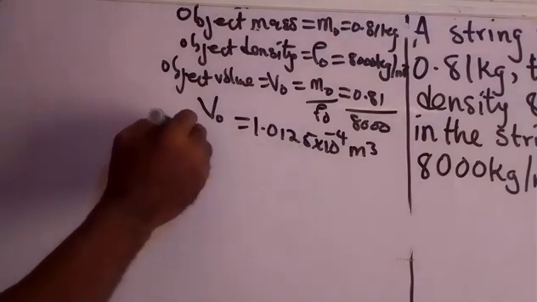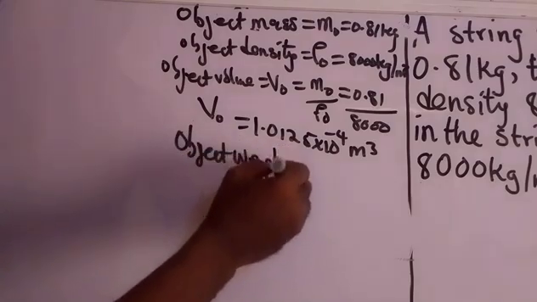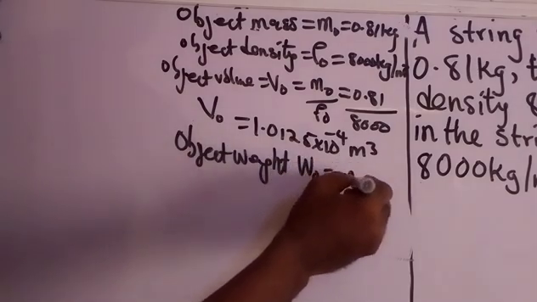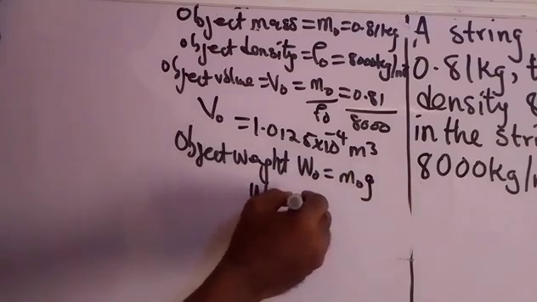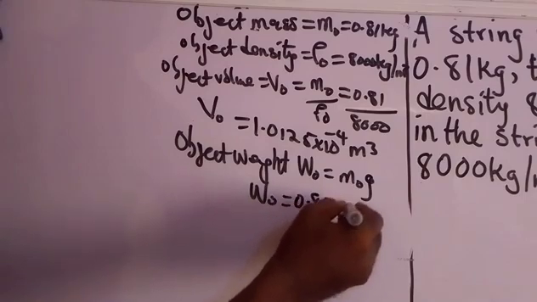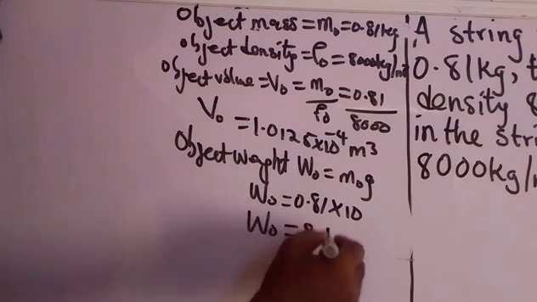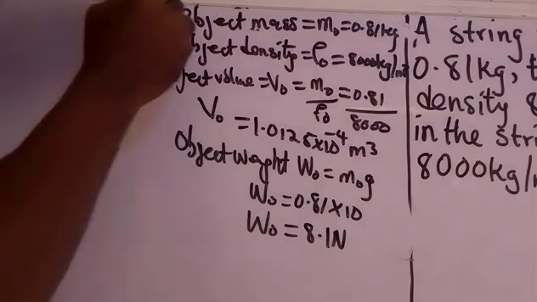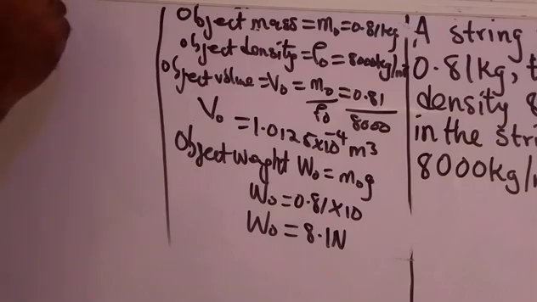Now we need to find object weight. Let's say W subscript 0, that is M naught multiplied by G. So object is 0.81 is the mass of the object times this. So object weight is 8.1 Newton. Okay, now we have some values. Okay, now how do we understand what to do about this?